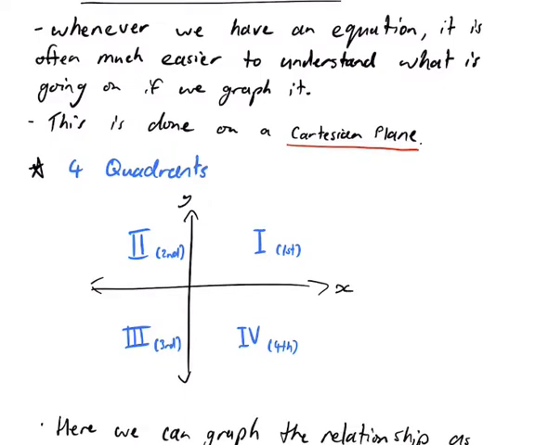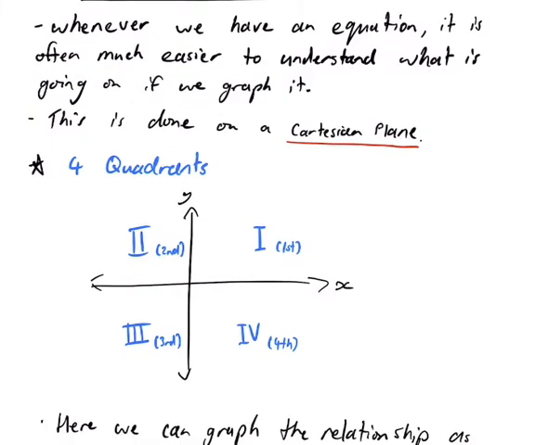So we've got the first, second, third, and fourth quadrant moving around the Cartesian plane, the first being the positive for both x and y.